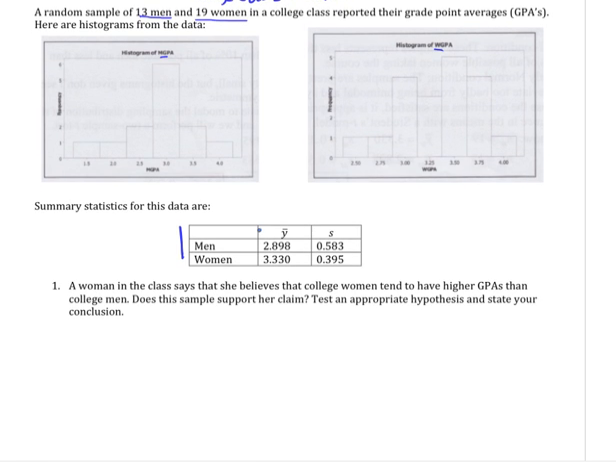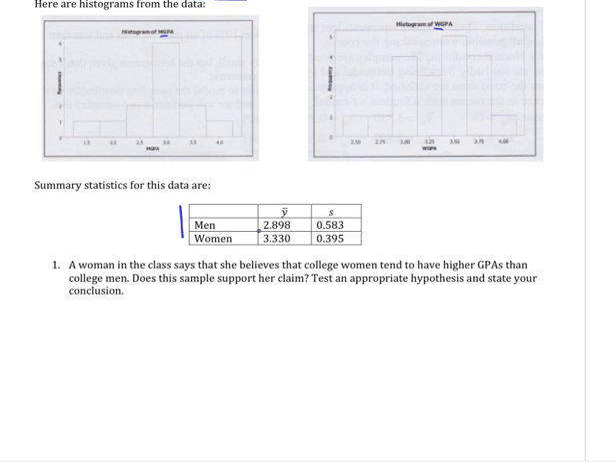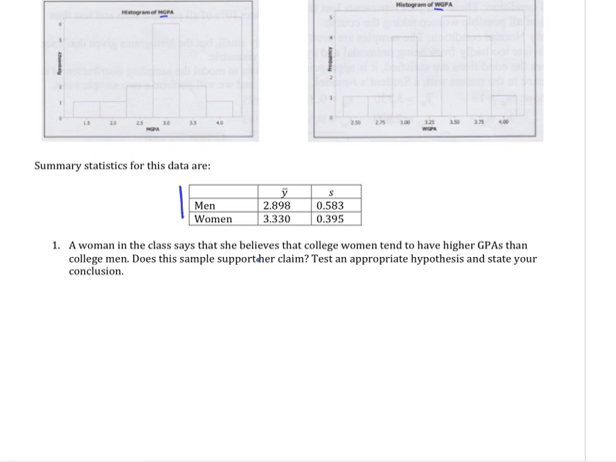This is pretty much the first time that we're going to look at a two-mean test, because a woman in the class makes a claim: she believes that college women tend to have higher GPAs than the men do. So we're going to see if this sample supports that claim. So let's look at setting up our hypotheses.